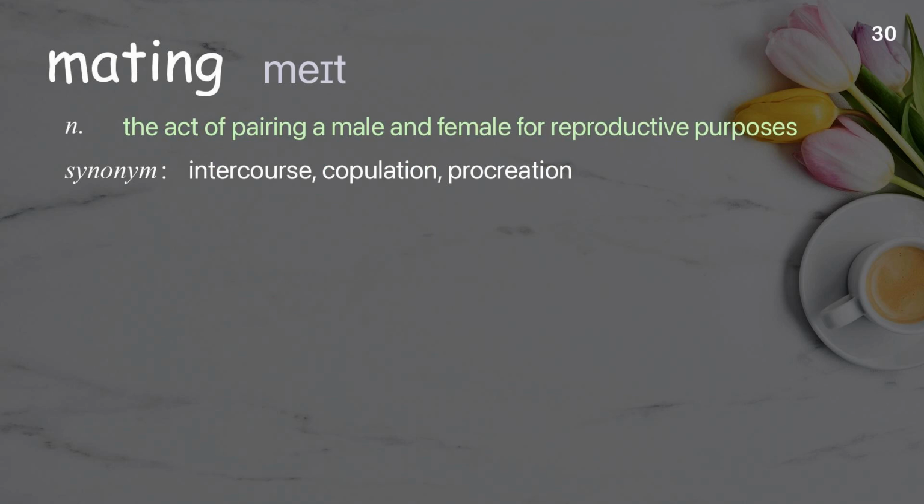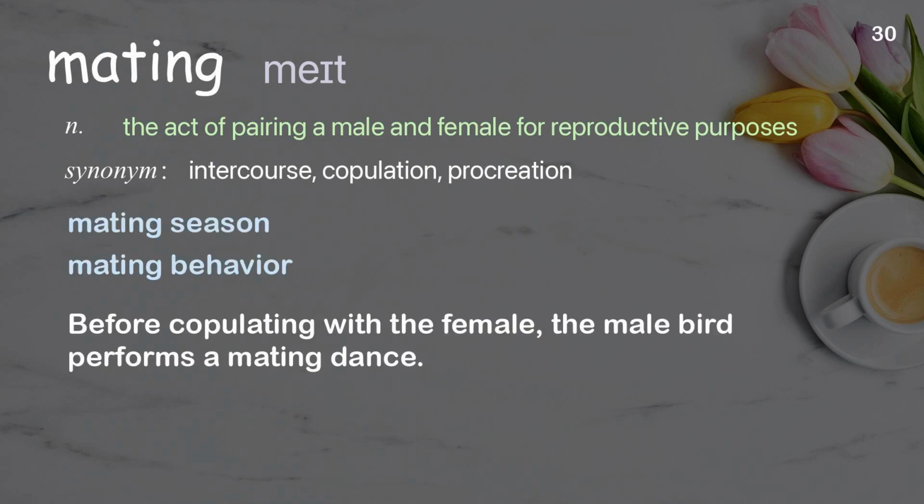Mating. The act of pairing a male and female for reproductive purposes. Examples: Mating season. Mating behavior. Before copulating with the female, the male bird performs a mating dance.